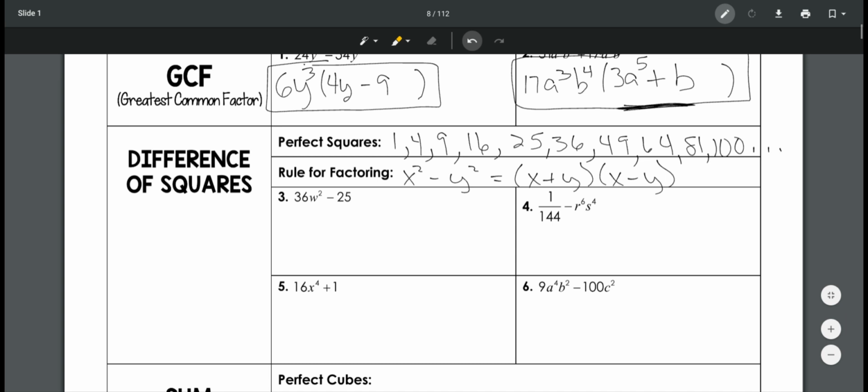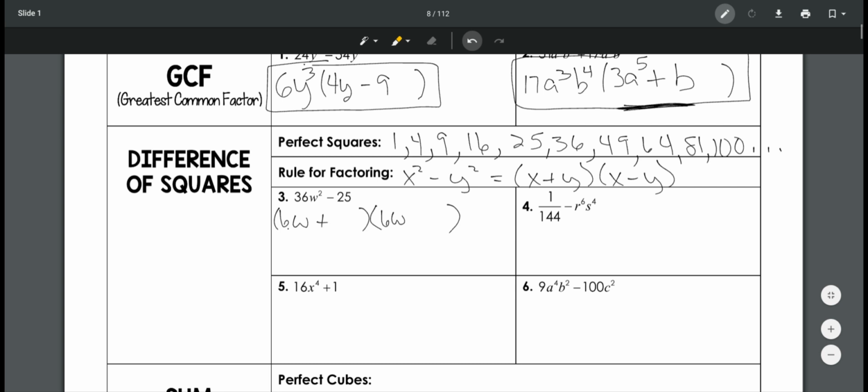It's one squared term minus a second squared term. So you will always get two parentheses. In the first parentheses, I'm going to break up the 36 to 6 and 6. 6 times 6 is 36. And I'm going to break that w squared in half. 2 divided by 2 is 1. So that's why both parentheses get a 6w. If I multiply that back together, it goes right back to 36w squared.